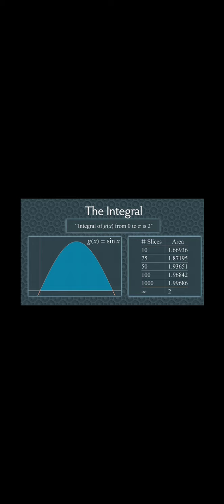We call this area the integral of g of x from x equals 0 to x equals pi. So we have these two tools, the derivative and the integral.